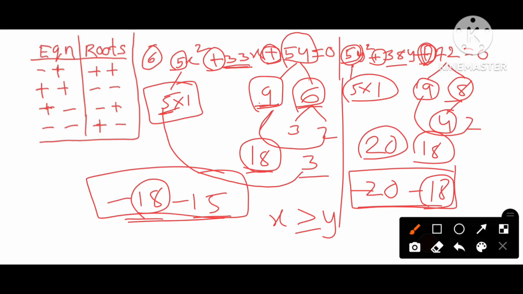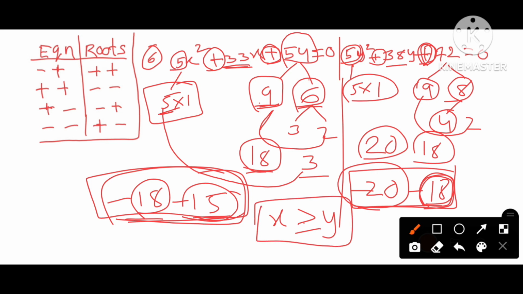Minus 18 and minus 18 are equal. Minus 15 and minus 18, minus 15 is greater. Comparing minus 20 with minus 18 and minus 15, it is clear that x is greater than y. So what we get totally is x greater than or equal to y is the answer.